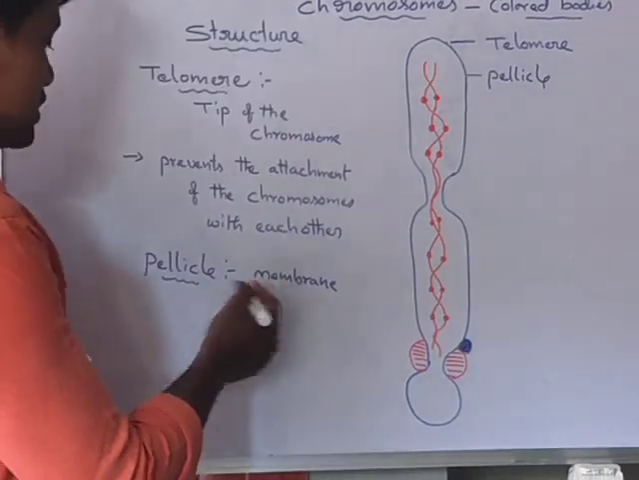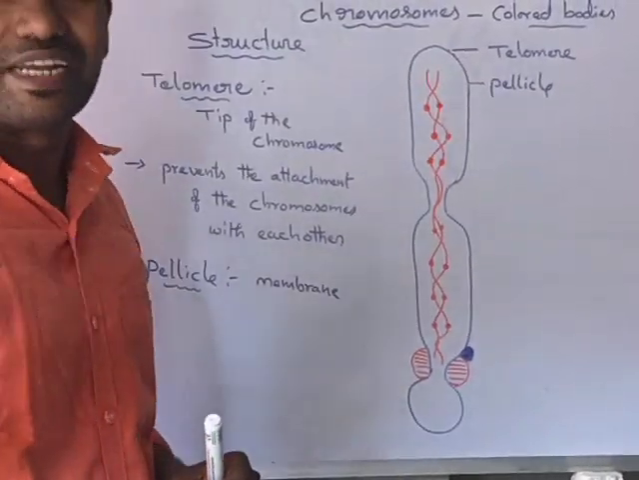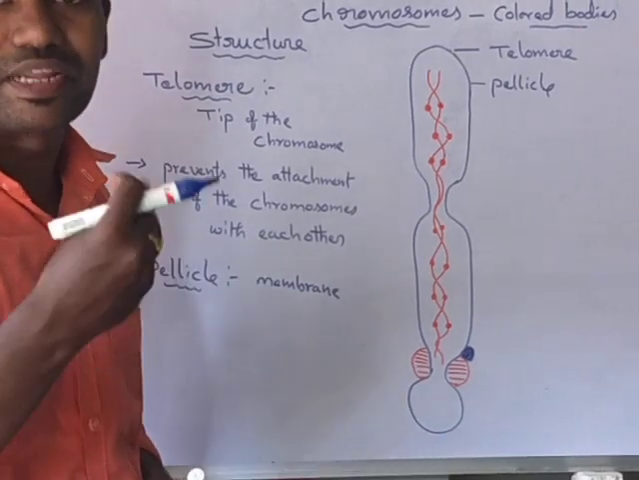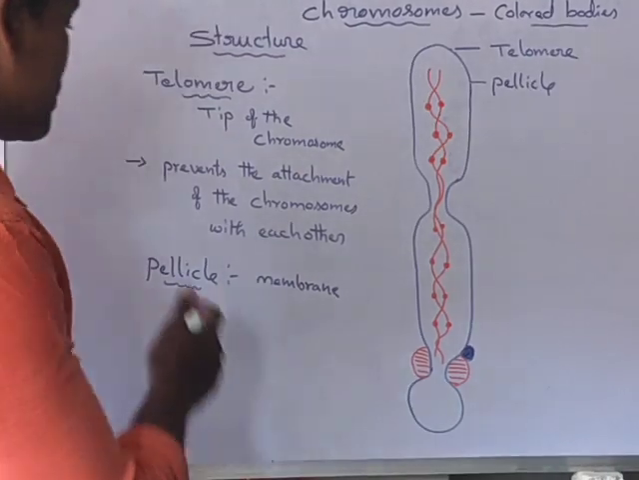So this is about the pellicle. Pellicle is an achromatic part. That means it is not involved in the hereditary process or inheritance.